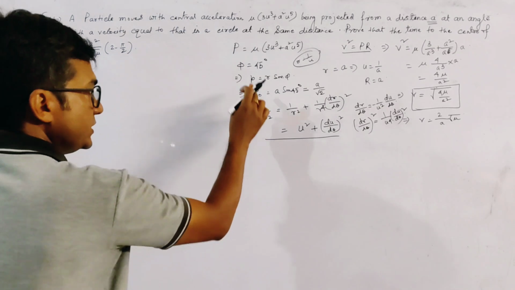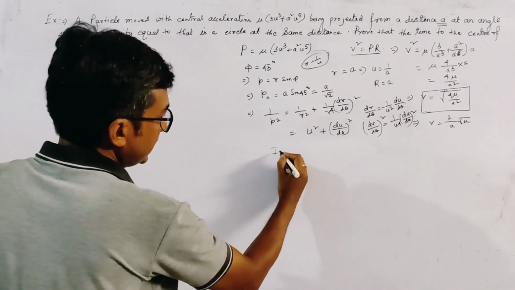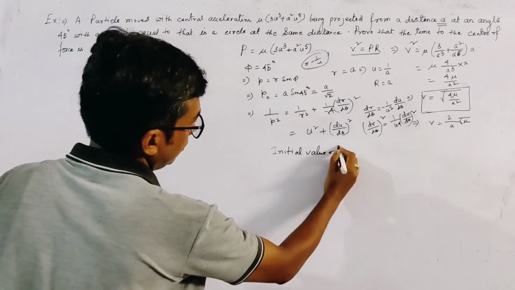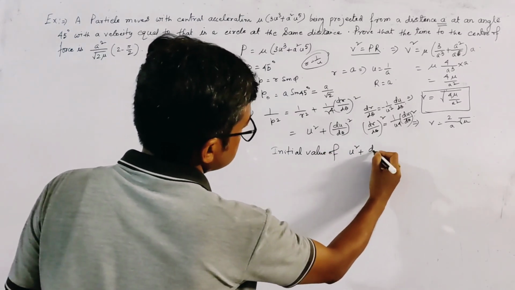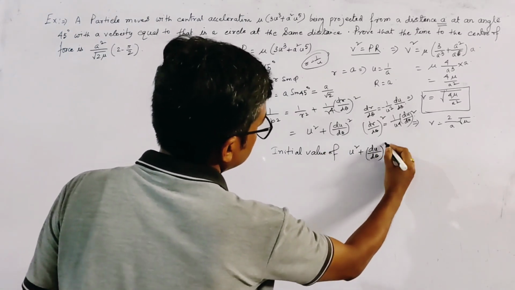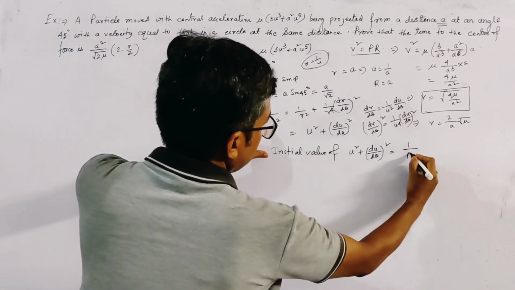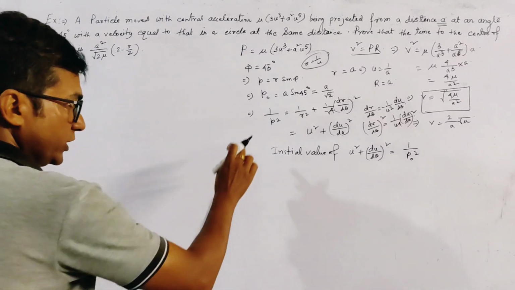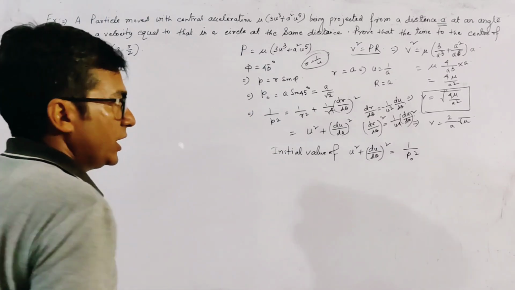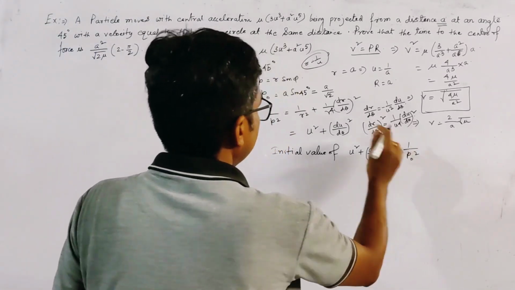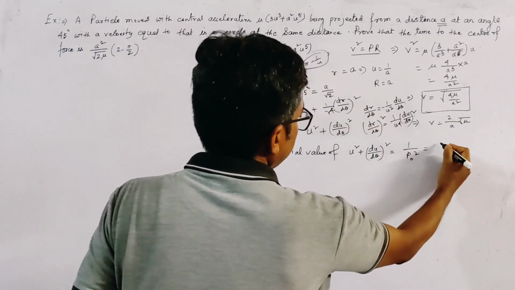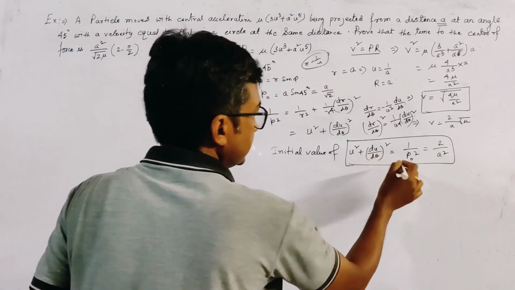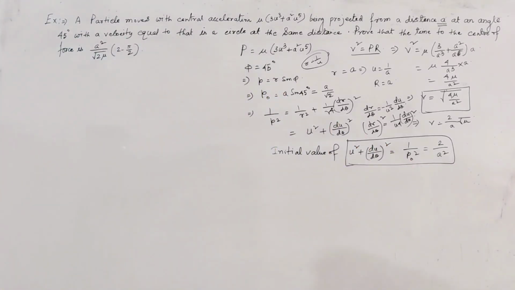Now here we put the initial condition. We get the initial value of u square plus (du d theta) whole square equal to 1 by p0 square, because the initial value of p is p0, and putting the value of p0 square, this is given by 2 by a square. We also use this result in our problem.